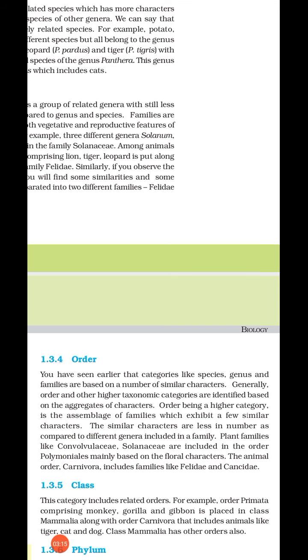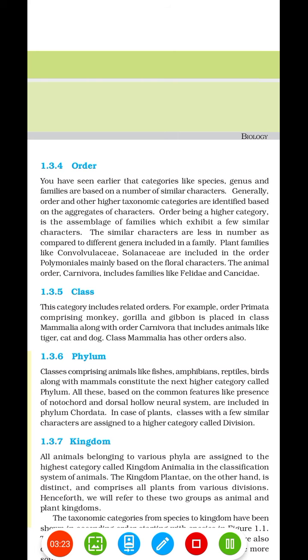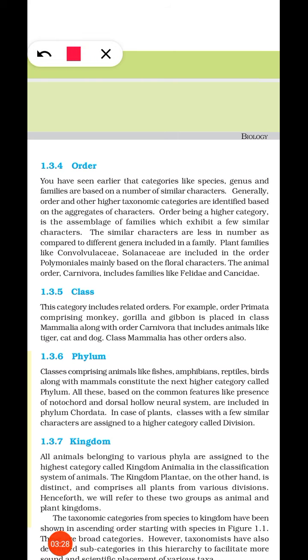Now the next group or category is what? Class. Class is a higher category when compared to order. This class contains what? A number of orders which share certain similar characters. For example, order Primata and order Carnivora come under a class known as Mammalia.